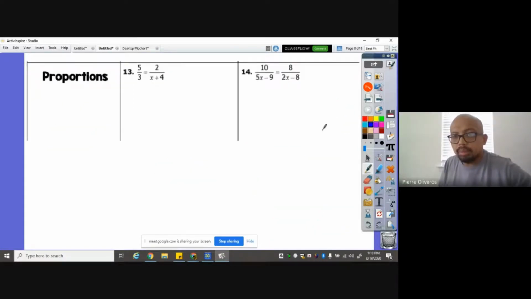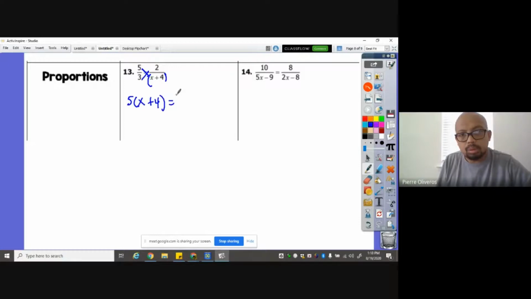Let's go with the proportion. A proportion is setting an equation of two ratios. There are multiple ways of doing this one, but I suggest you cross multiply them. So I'm going to multiply 5 to the quantity x plus 4. There will be no parentheses there, but you just have to do it on your own. 5 times x plus 4 is equal to 3 times 2, which will give you a 6. Then you will just solve it the way we have done it.